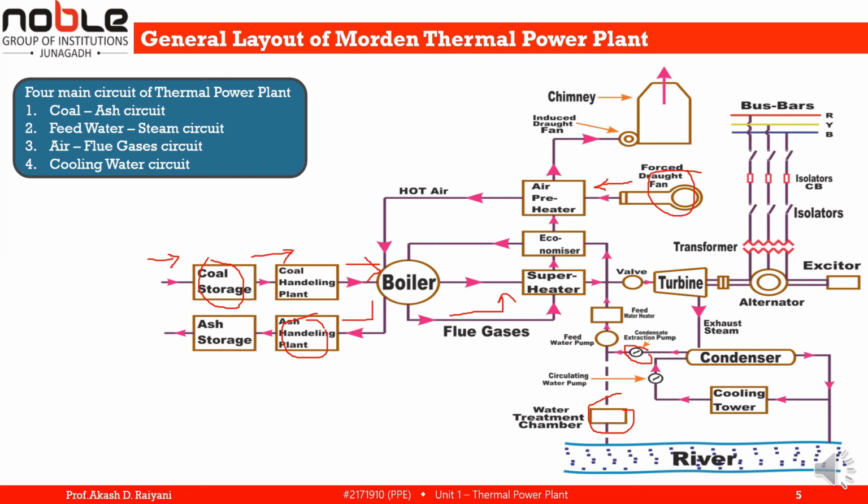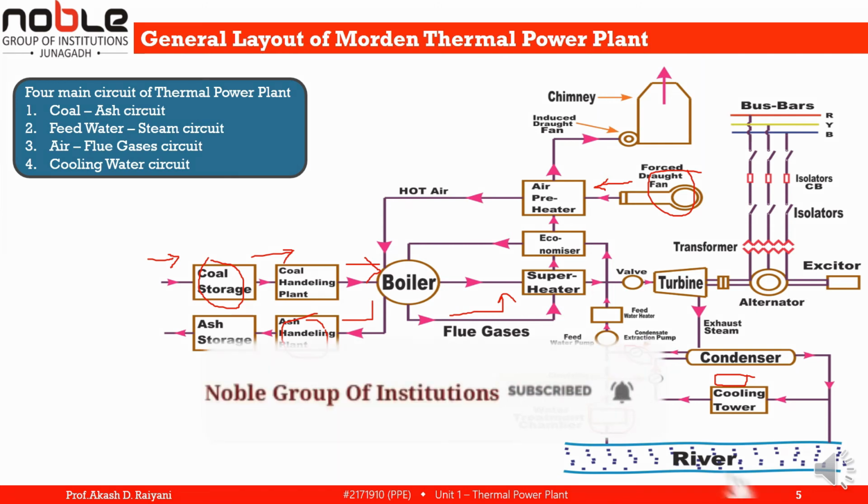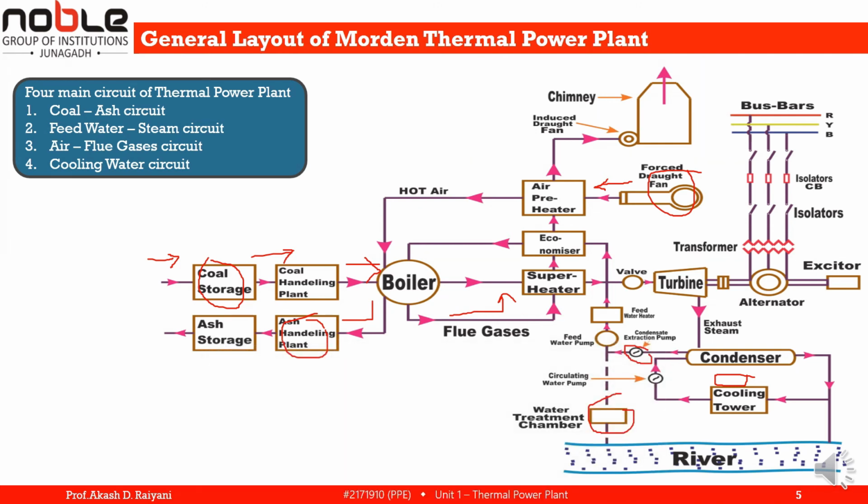Fourth one is the cooling water circuit. It consists of pump, condenser and cooling tower. In the condenser, the expanded steam is cooled and thereby condensed into water by giving its latent heat to the circulating water. This hot water is then taken into the cooling tower, where the water is sprayed in the form of droplets through nozzles.